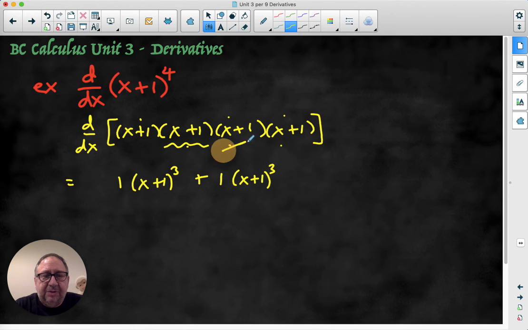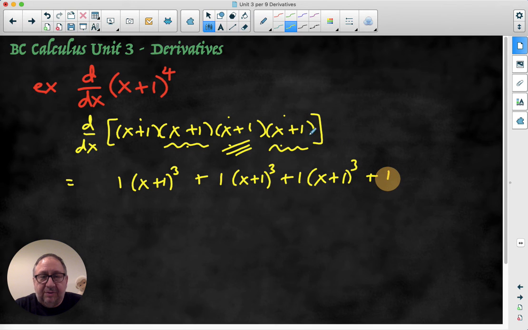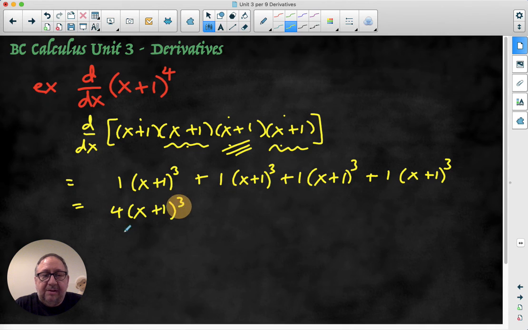And when I do it for the third one, I'm going to get another one of exactly the same term. And then when I look at the last one, I get one more of those. Derivative of this is 1. The other 3 factors hang around. And what we actually see is we have the same exact term 4 times. So we get 4 times x plus 1 to the third as the derivative of our original problem.